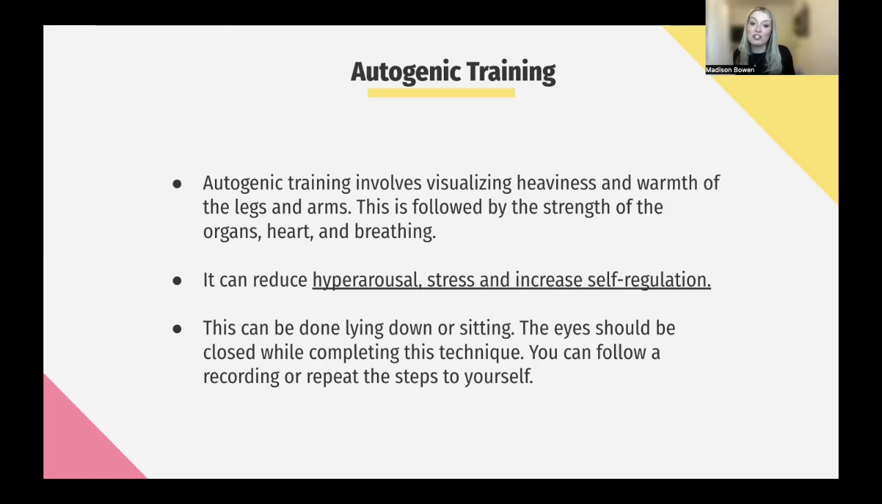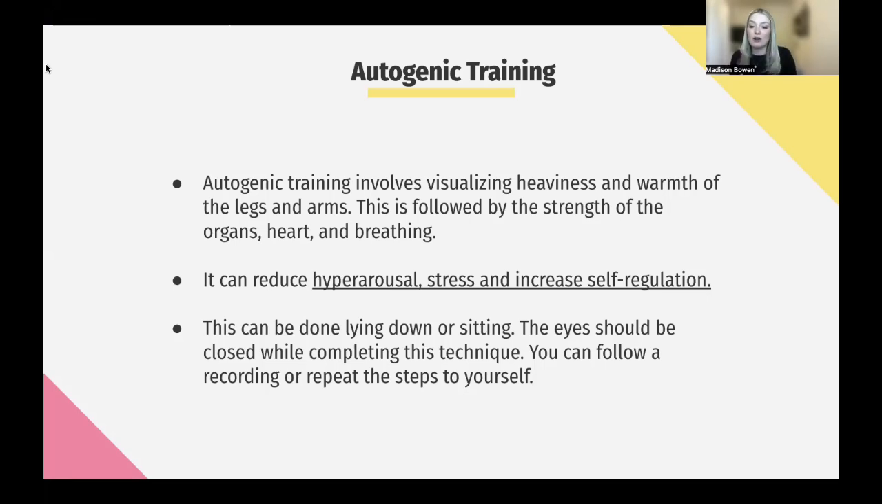So let's move on to autogenic training. So this involves visualizing heaviness and warmth of the legs and arms. It's followed by the strength of the organs, heart, and breathing. This technique can reduce stress, hyperarousal, and increase self-regulation, which is what we want. It can be done lying down or sitting.